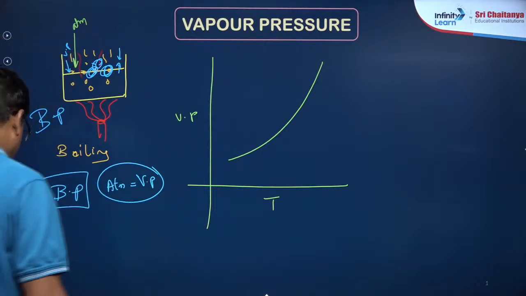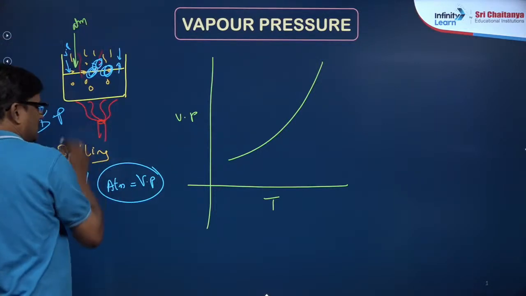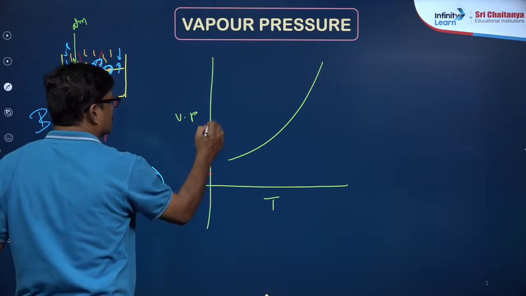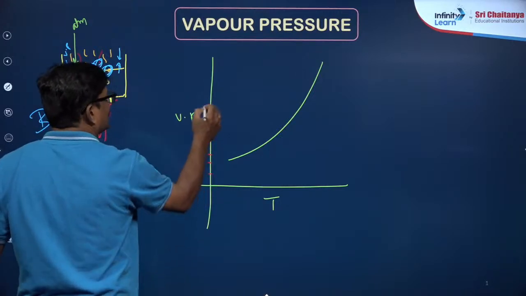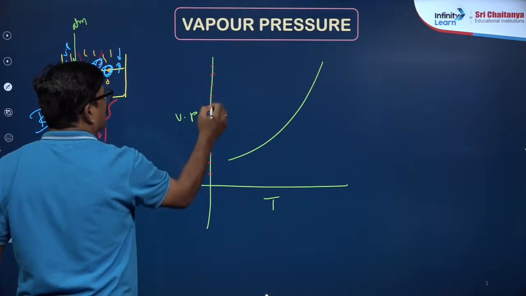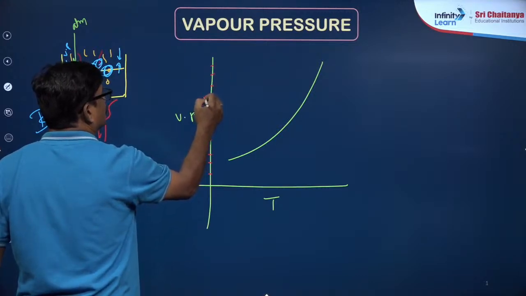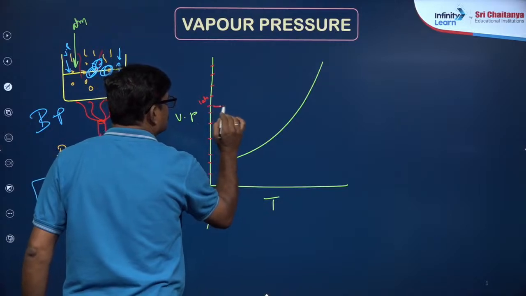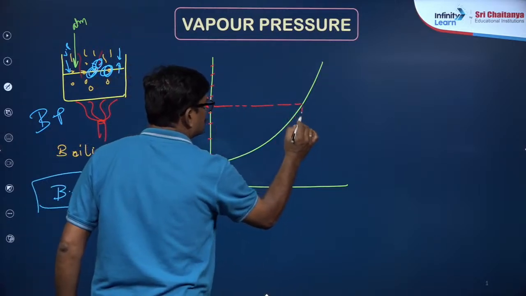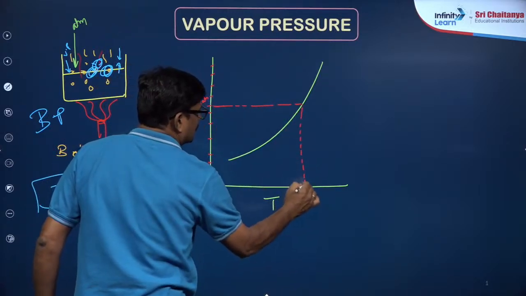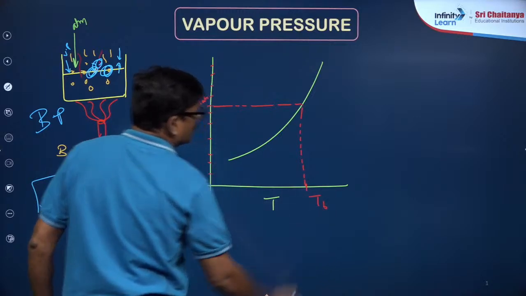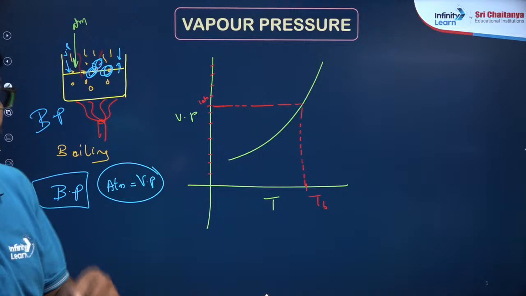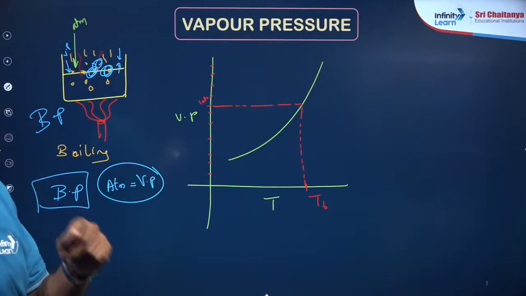Okay. So in this, as it reaches some value like this, if it reaches 1 atm, this is the temperature at which the liquid is going to boil. This is called the boiling point temperature, right?